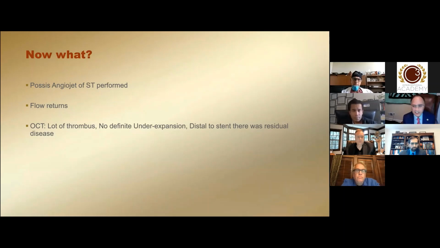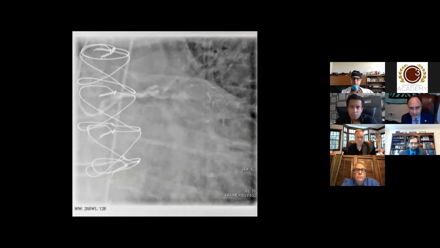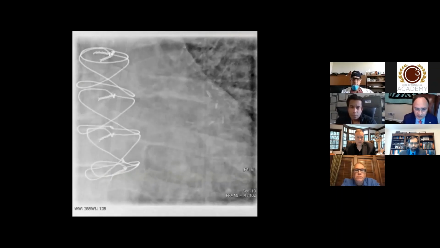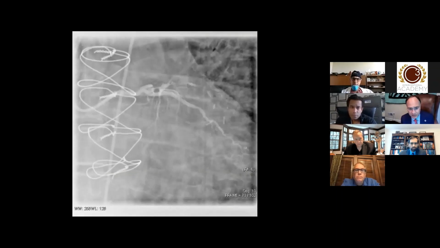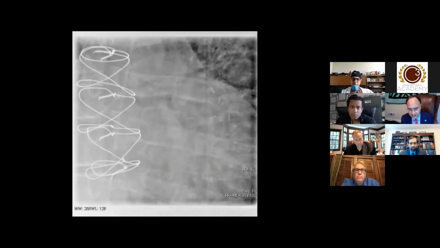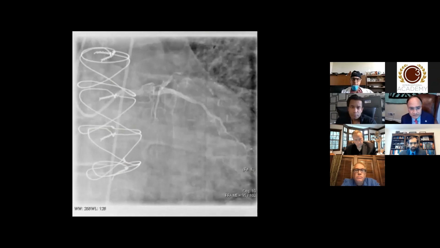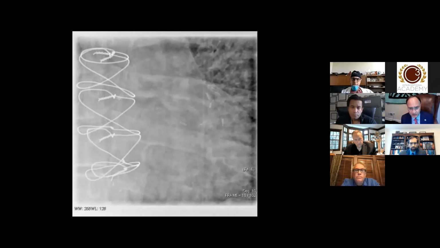And then I did an OCT run to determine what is the etiology of the stent thrombosis. But on OCT, we saw a lot of thrombus, and there was no definite evidence of underexpansion. And distal to the stent, there was some residual disease, but it was not critical. And this is what was done after AngioJet: an additional stent distal to the previously placed stent. And the stent was again post-dilated.